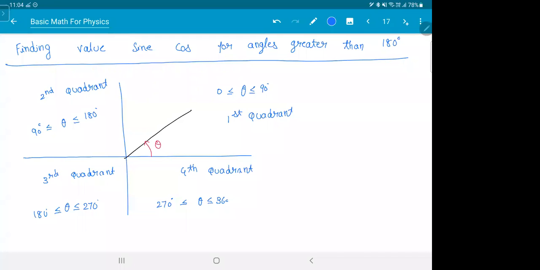Fourth quadrant, third quadrant. Now in the first quadrant, you have to remember this. There is not much logical reasoning here because it's part of math, and we are not interested in how it is derived. All are positive. So in the first quadrant, sine, cos, tan, everything is positive. In the second quadrant, sine is positive.